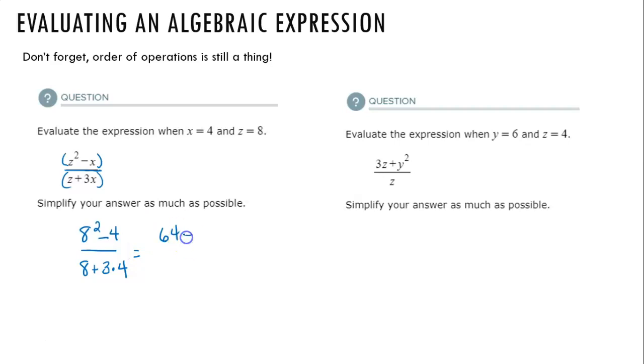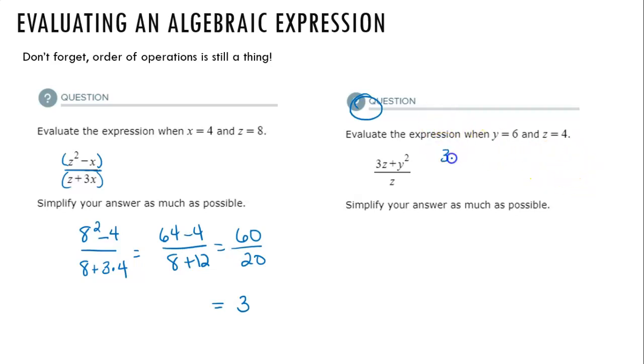8 squared becomes 64. 8 plus 12 is what happens on the bottom. 64 minus 4 is 60. 8 plus 12 is 20, and 60 divided by 20 is 3. You pause the video and try this one on your own now.